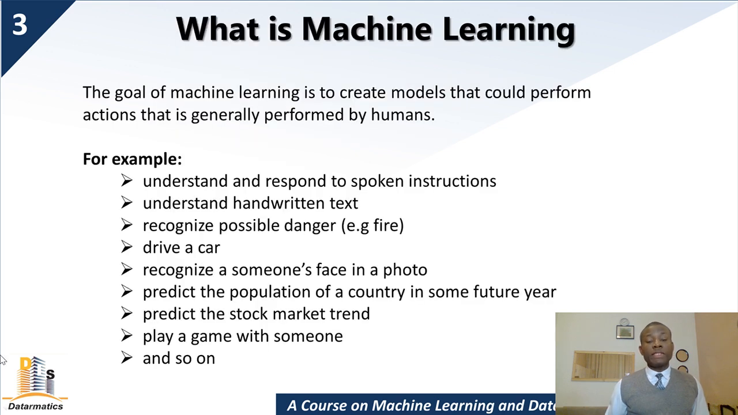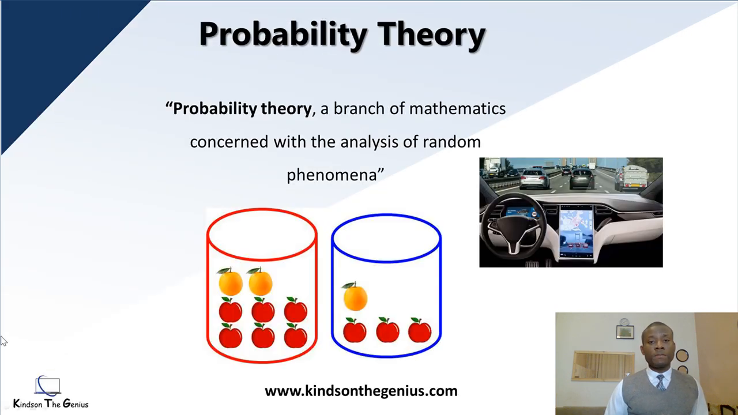So what is machine learning? The goal is to create models that could perform actions that are normally performed by humans. For instance, to be able to recognize spoken instruction, understand handwritten text, recognize possible danger, drive a car, recognize someone's face in a photograph, predict population of a country, or some other population parameter at some future time, and so on and so forth. So these are basically things that are normally done by humans, and then it's going to be done by machine. How do we create a model that is going to perform these actions? That is what machine learning is all about.